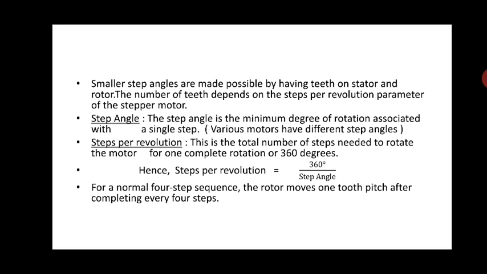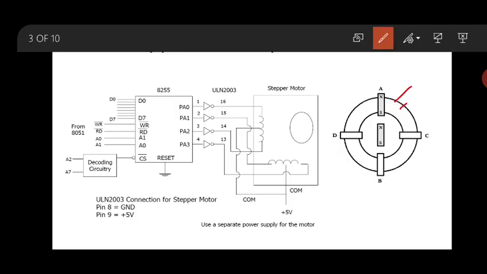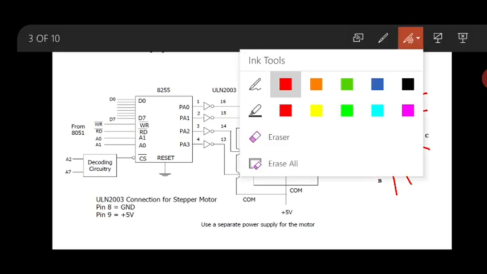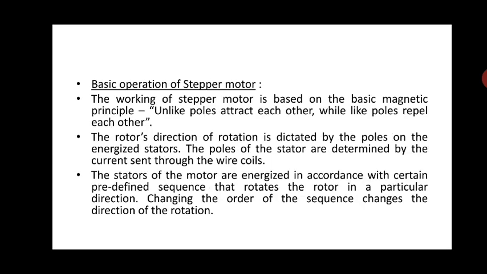If it takes one rotation, it will rotate by one tooth on the rotor. The number of teeth depends on the steps per revolution parameter of the stepper motor. If I take the inside, there will be teeth here. If it is rotated by one, one tooth will be rotated. I hope from the previous diagram it is made clear for you.